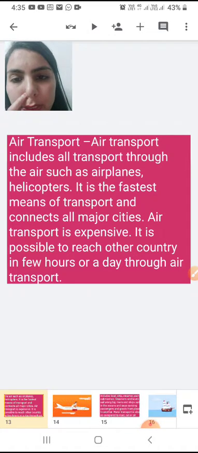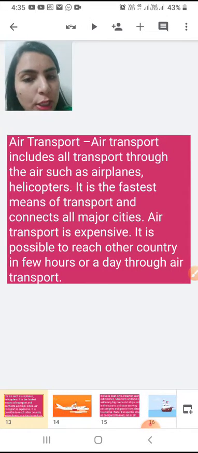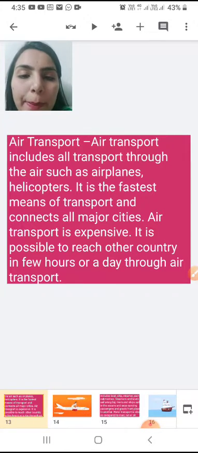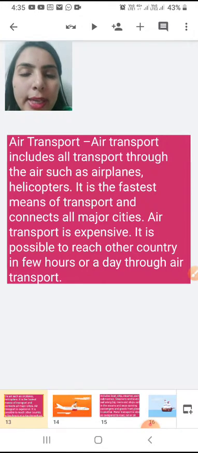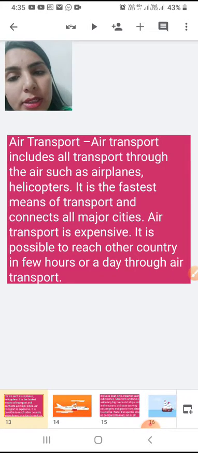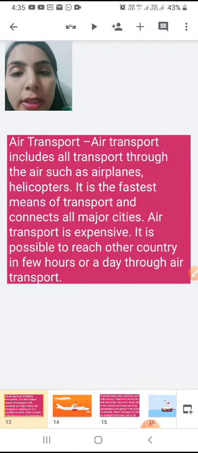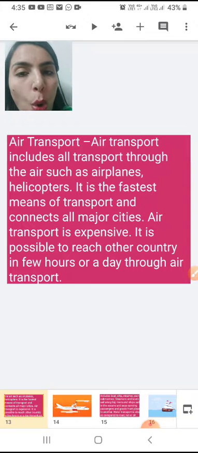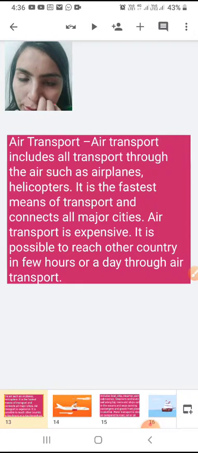So what is written here is air transport. Air transport includes all the transport through the air, such as airplanes and helicopters. When we travel through airplanes or helicopters, we travel through air transport. Okay, you know what airplanes and helicopters are? Yes, in airplanes so many people can sit at one time to go to a farther distance. That means over many cities, or many countries. If we want to go from one country to another, or one city to another which is very far away from our city, we travel through air transport.